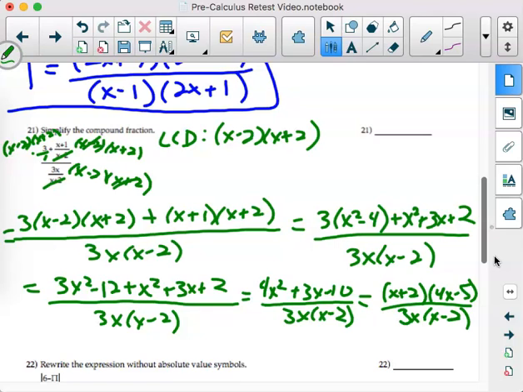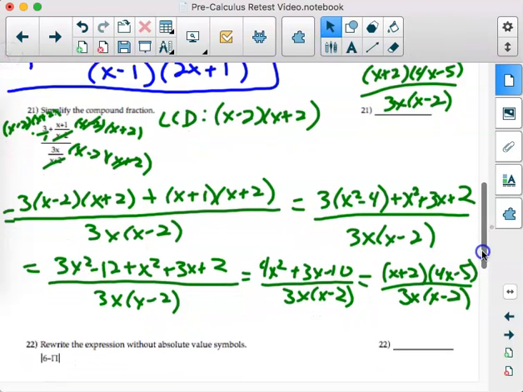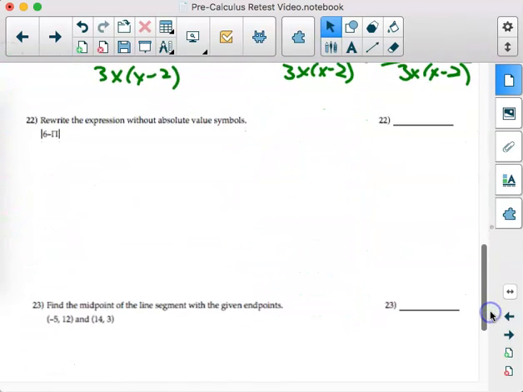So my final answer would be... and we did not ask you to give us any information about the domain restrictions on this one. So that was the correct way, the new method way of using the LCD to get number 21.